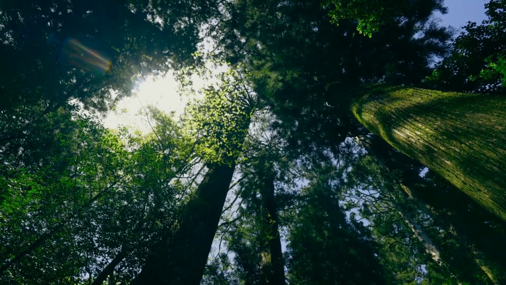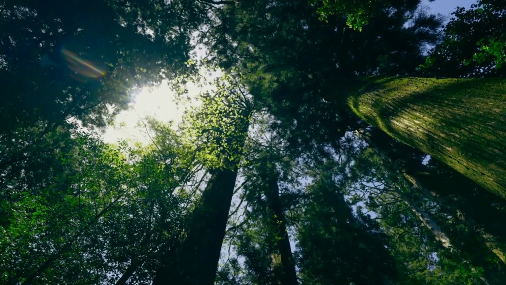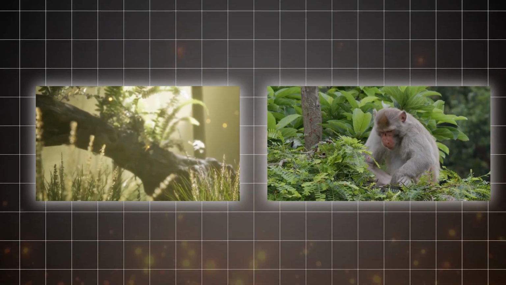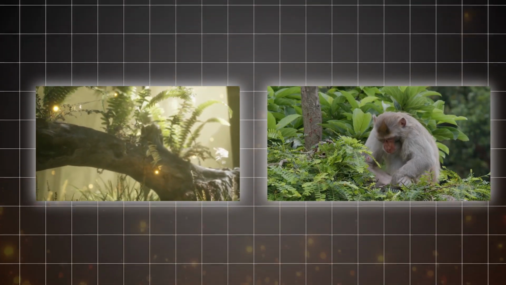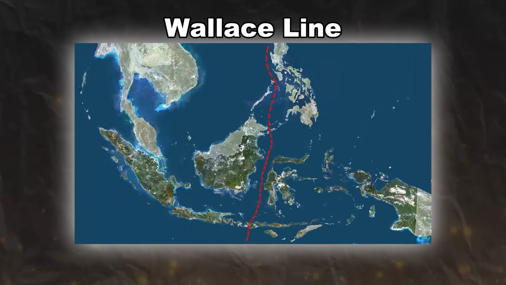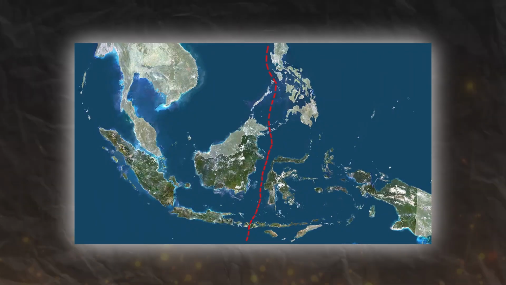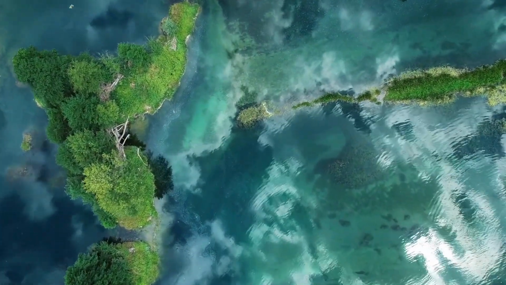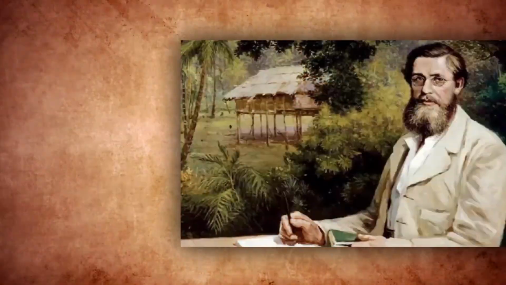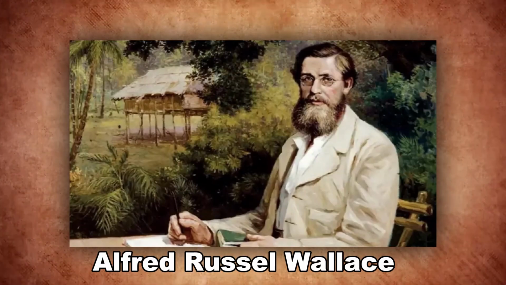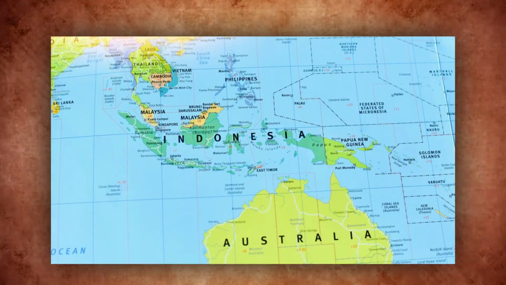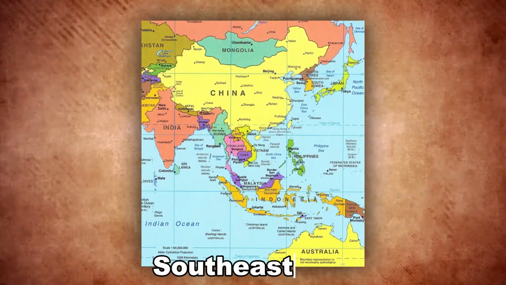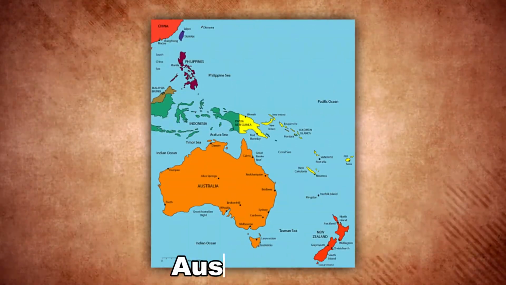Imagine a boundary so unique that it divides entire ecosystems. Step over it, and you're in an entirely different world of species with entirely new kinds of plants and animals. Welcome to the Wallace Line, one of nature's most fascinating divides. Today, on Open Atlas, we're going to explore the mystery behind this natural boundary, first proposed by the great naturalist Alfred Russel Wallace, and learn how it has shaped the biodiversity of Southeast Asia and Australasia for millennia.